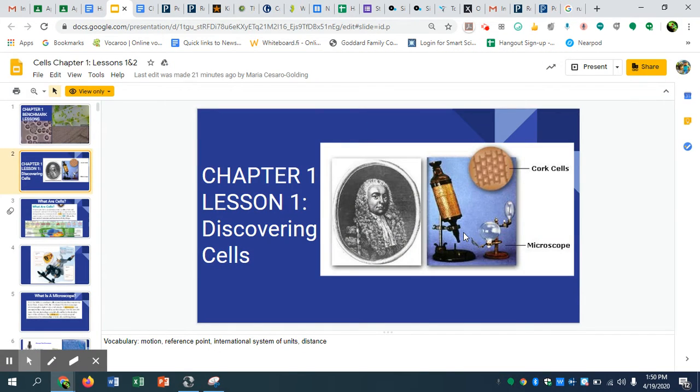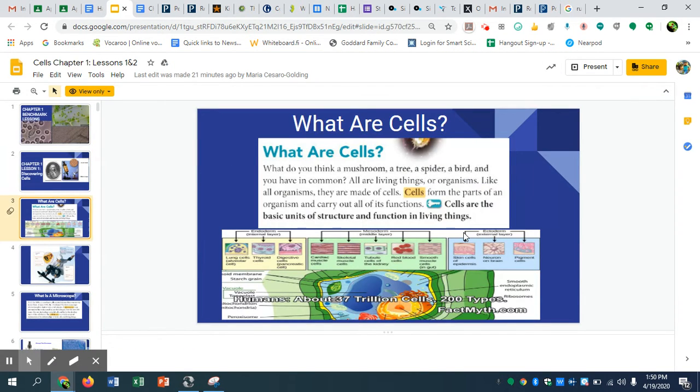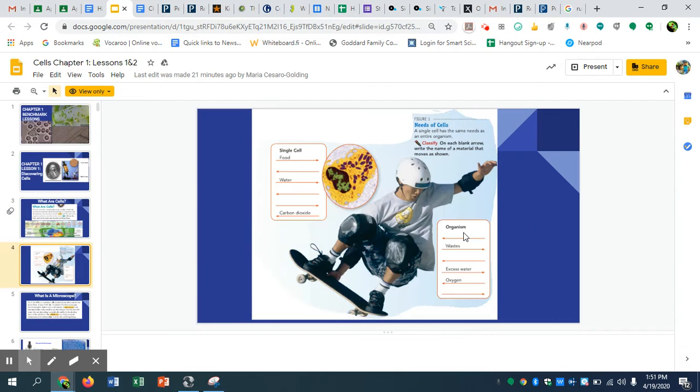So let's move on. We already talked about this. Cells are the basic units of structure and function in living things. Tomorrow, we're going to talk about what those structures are, what those functions are. Today, we're just going to be very general about how we even discovered cells in the first place. Okay, so this is our first activity.